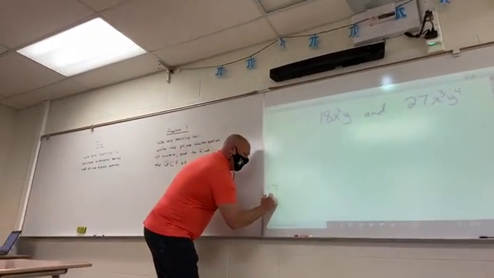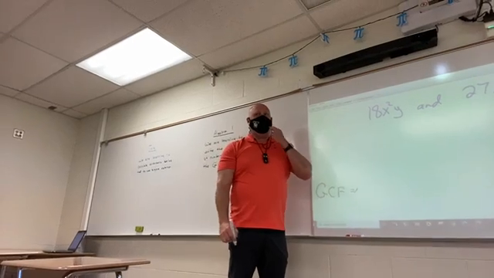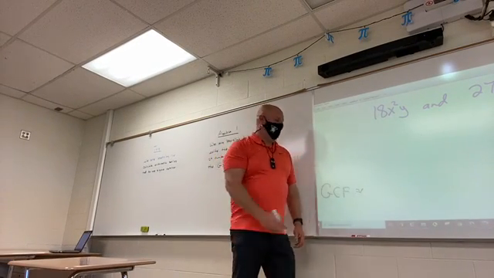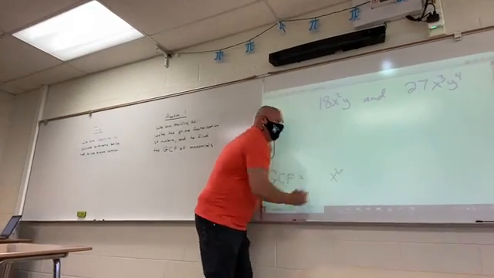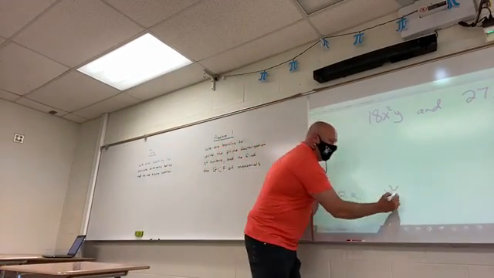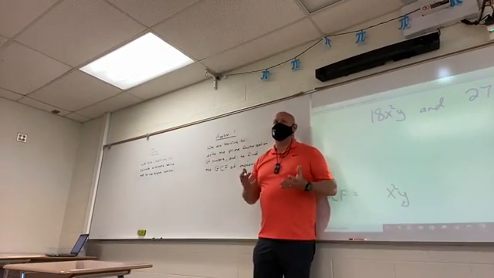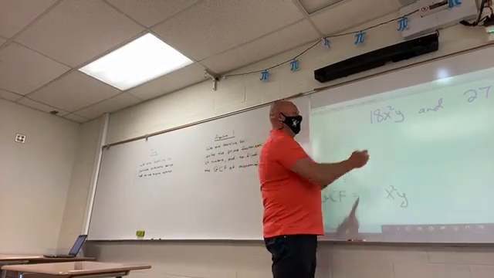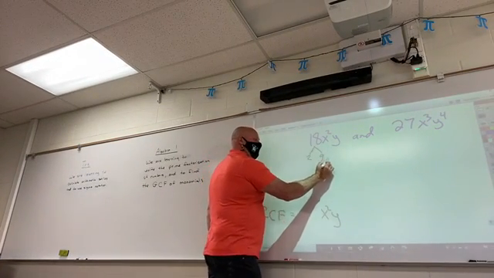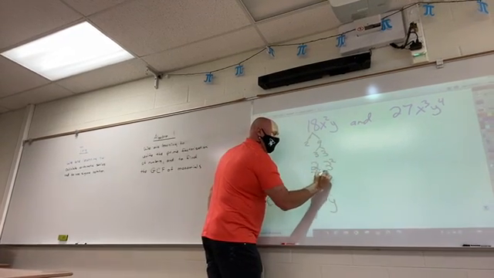Well, in the GCF, you could do the x's and the y's right now. How many x's do they both have at least? They both have at least 2 x's. And they both have at least 1 y. The x's and the y's are already in prime factorization. That part's super easy. Now all you got to do is worry about the numbers. 2 and 9, 3 and 3. This is 2 times 3 squared.